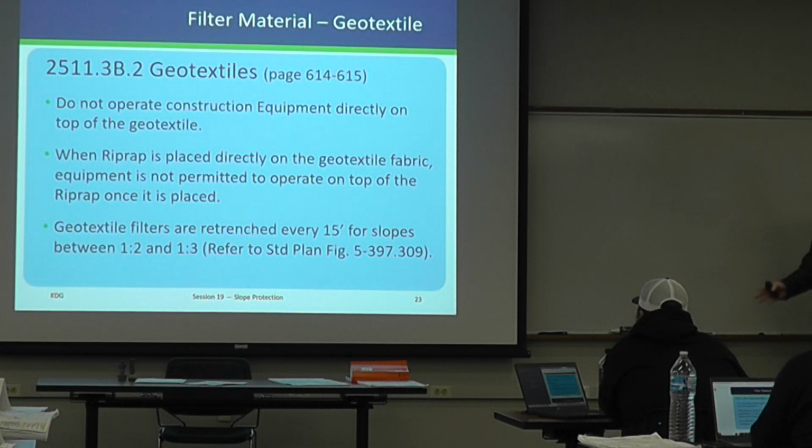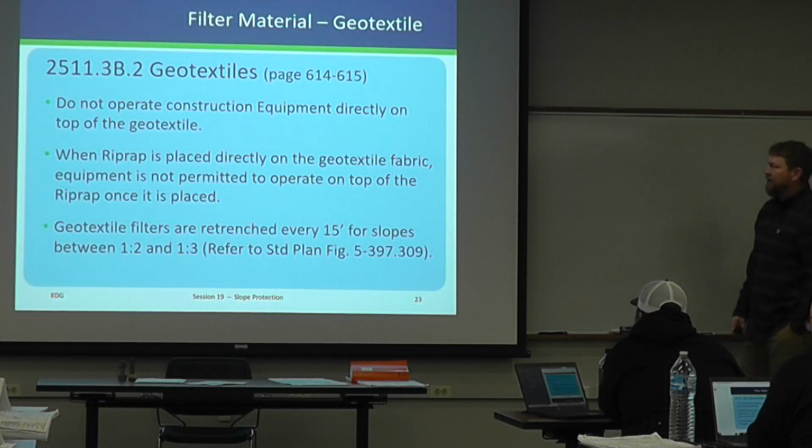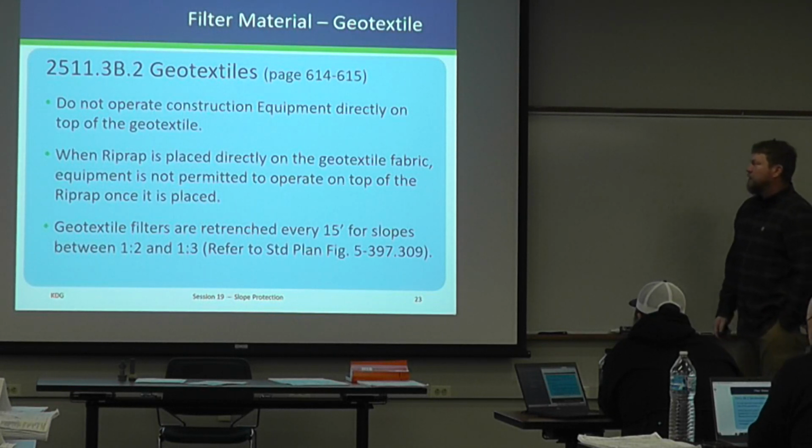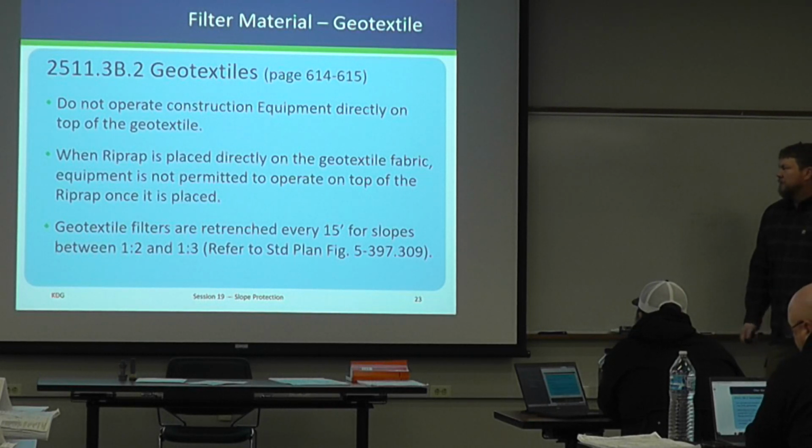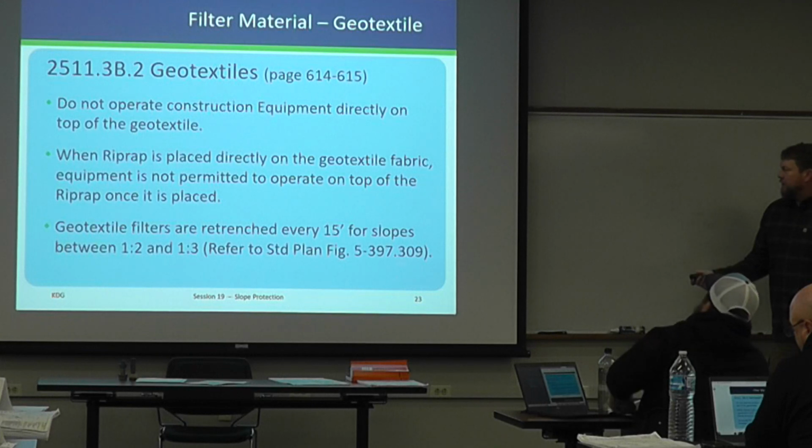Again, we don't want to be operating construction equipment directly on the geotextile. And once riprap's placed on it, we're not operating on top of the riprap either, because obviously that large equipment's going to push the rocks down, and that could puncture through the fabric. And then we'll look here at this figure 37, or the 309 standard.